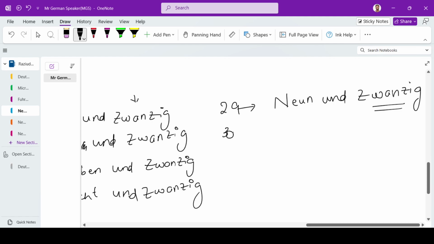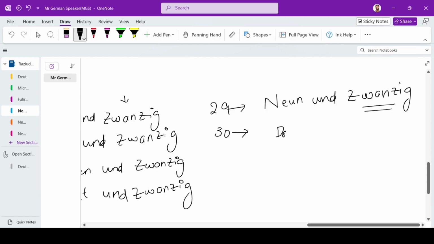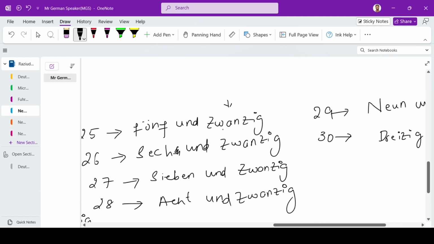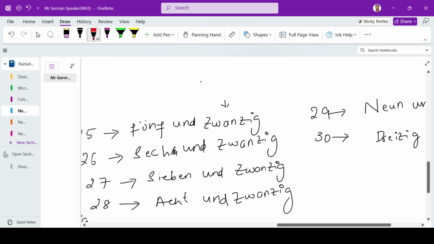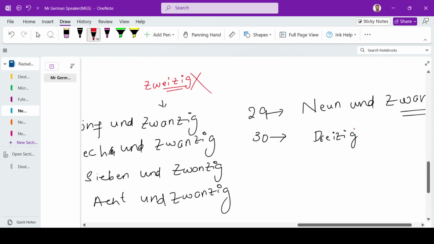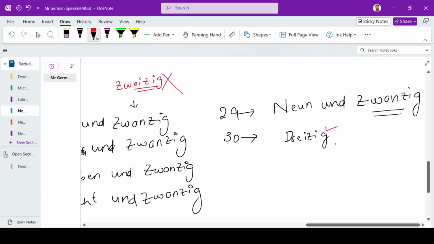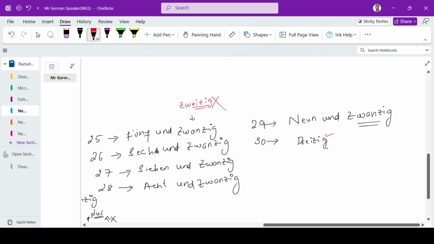So similarly for 30, the number 30 is slightly different. 30 is written as dreißig. It's much easier compared to 20. As you see here, we haven't written this as dreizig. If you write dreizig, it's wrong. But if you write dreißig, it's correct. And from here on, all the numbers, whatever you use, follow the same format. So basically, the rule ends here.